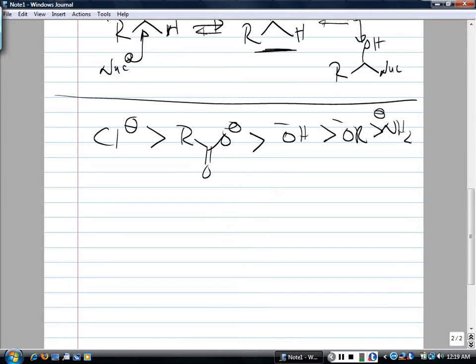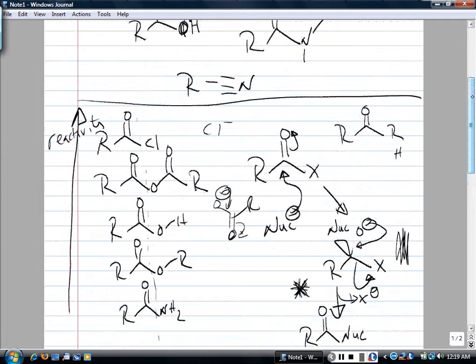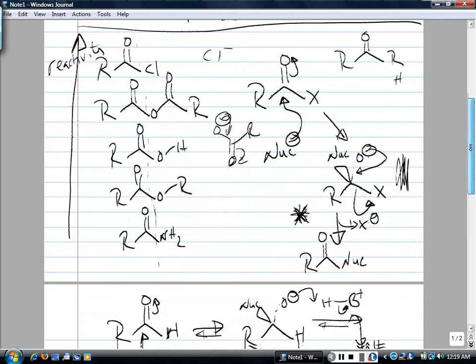It also is worth mentioning that the leaving group ability is tied to the basic ability. So chloride is the weakest base of the lot, amide is the strongest base of the lot. And when we did SN1, SN2, we saw that strong bases were bad leaving groups. And this is just a rehashing of that. So the acid halides, then, the reactivities go in descending order from acid halide to anhydride to acid to ester to amide. The amides are by far the least reactive with nucleophiles.